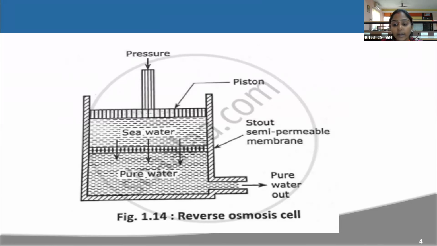So when we apply pressure on the brackish water side which is higher than the osmotic pressure, which is a natural process, we have to apply some more pressure on the brackish water, then only we get the pure water. The water moves from the brackish water side or the sea water into the pure water compartment. It is called RO water.